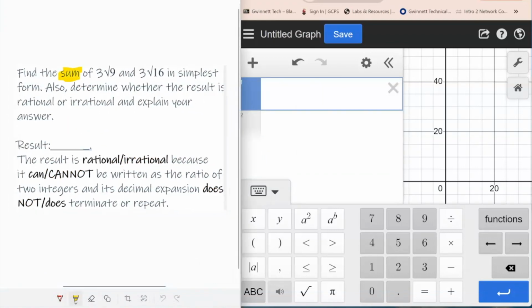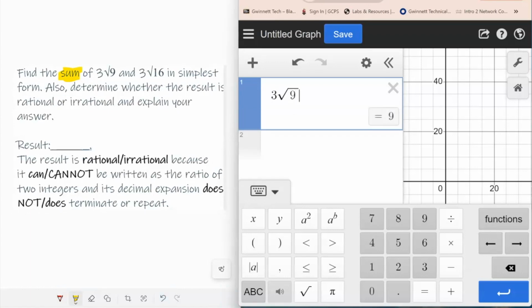So again, find the sum. So this is asking for you to add them. So we're going to be adding 3 radical 9 plus 3 radical 68. We're going to copy the question down twice. Oh, wait a second. Do I need to copy the question down? No, because I have a number, right? My answer is 21. So this is amazing.